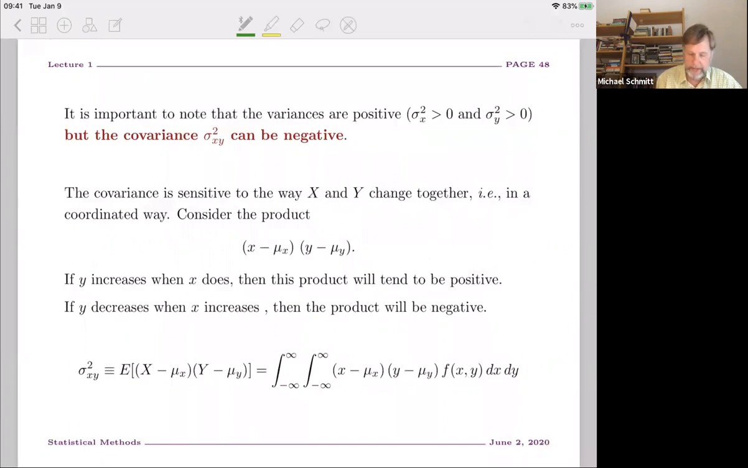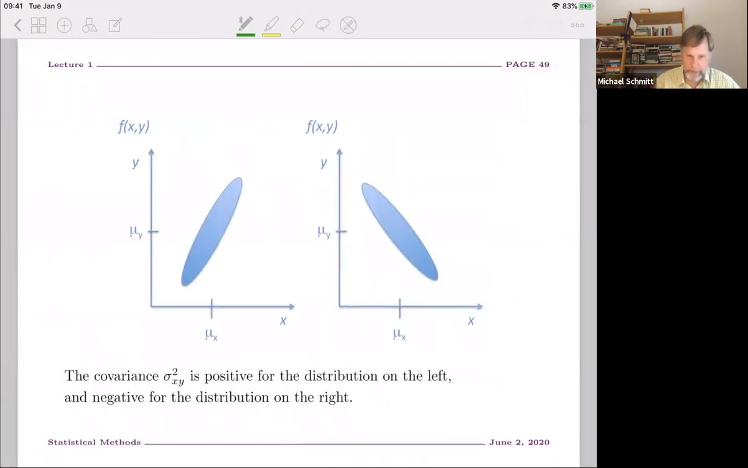So the covariance is sensitive to the way x and y change together in a coordinated way. Just consider this product here that's in the middle. If y increases when x does, compared to the mean, then the product will tend to be positive. And if y decreases, however, when x increases, then the product will tend to be negative. Okay, so that means that the product here can be both positive or negative. It's positive when x and y increase together, and it's negative when x goes up and y goes down at the same time. Okay, so here's an example or a depiction.